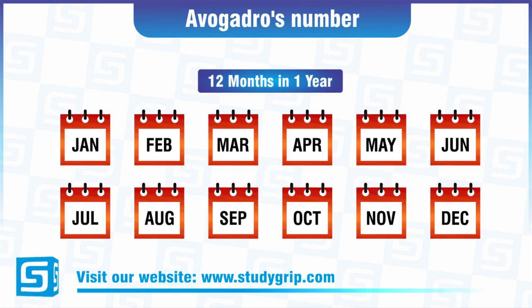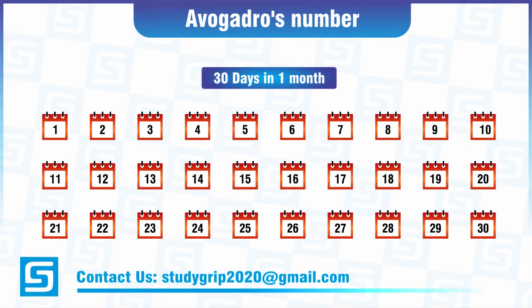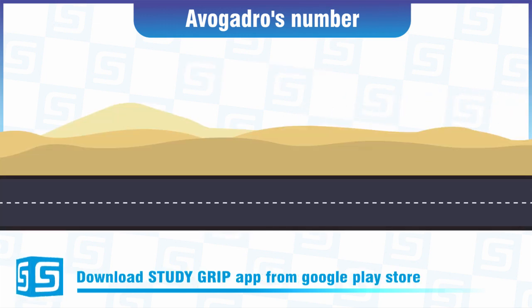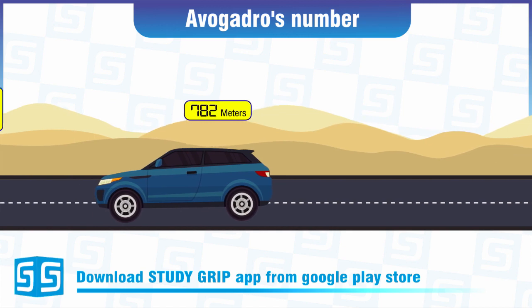There are 12 months in a year. There are 30 days in 1 month. There are 1000 grams in 1 kilogram. There are 1000 meters in 1 kilometer.